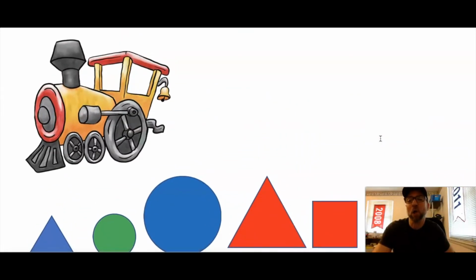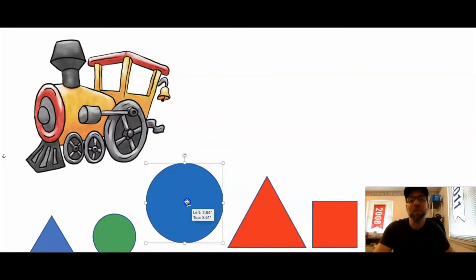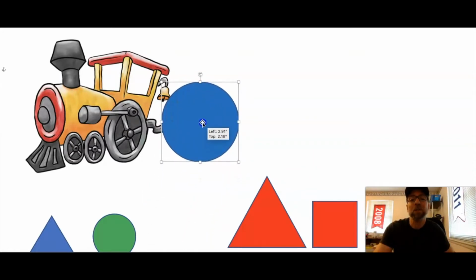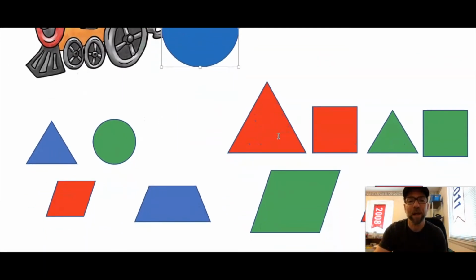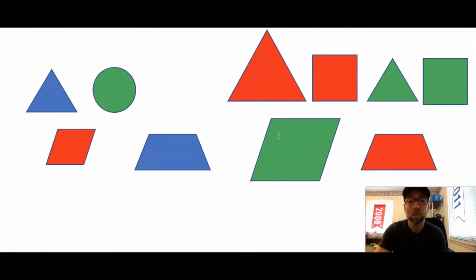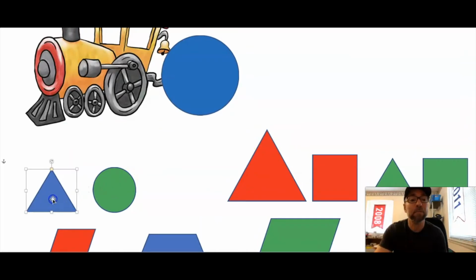I'm going to start with a blue circle. Now, I have to find a shape that shares an attribute with the blue circle. So the shape could either be blue or it could be a circle. So I'm going to look to see if I want to find a blue shape or a circle. And I'm going to go with a blue shape.